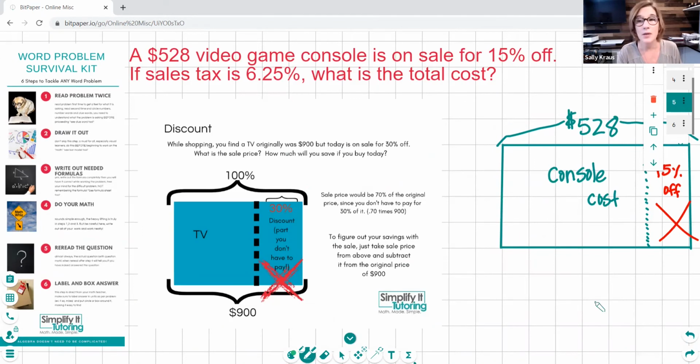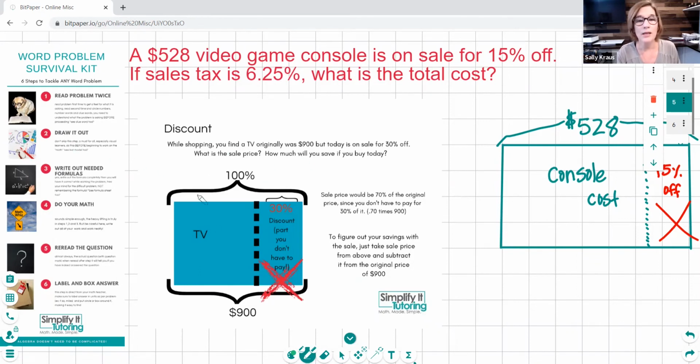Next, we have a $528 video game console is on sale for 15% off. If the sales tax is 6.25%, what is the total cost? Okay, read it again. A $528 video game console is on sale for 15% off. If sales tax is 6.25%, what is the total cost? Step 2, draw it out.